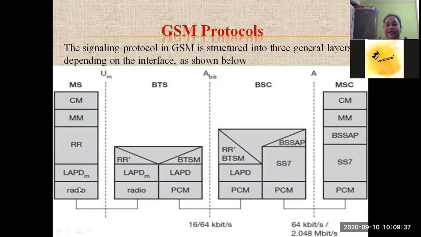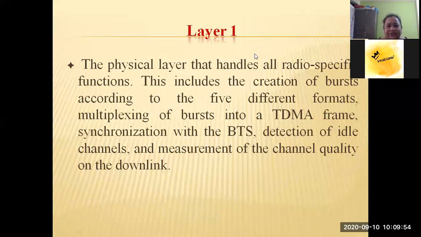Okay, I'm coming to this data link layer. So how are you going to establish a logical connection with the base transceiver system to convey our information that is to be transmitted to the receiver? You are going to use the LAPD protocol, right? This physical layer handles the radio specific functions like TDMA frame synchronization, inserting the bursts into that frame and multiplexing the data bursts, detecting the channels, measuring the channel quality, the ratio of the downlink and uplink frequencies, and all those things.